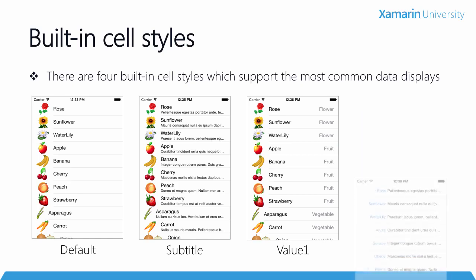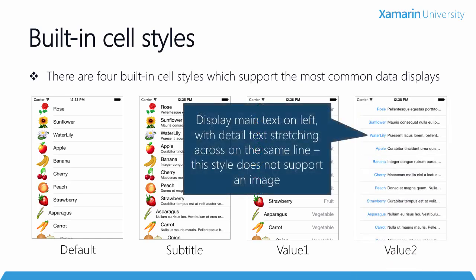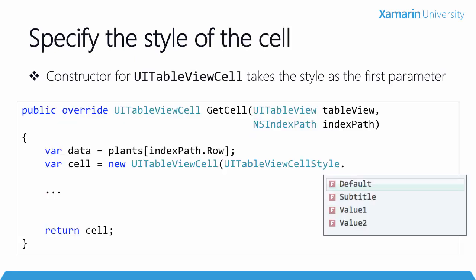The final style is called Value 2. This just has two pieces of text and is the only built-in style that doesn't support an image. The main text is on the left, and the second piece of text, the detail text, is placed next to it and stretched across the remainder of the cell.